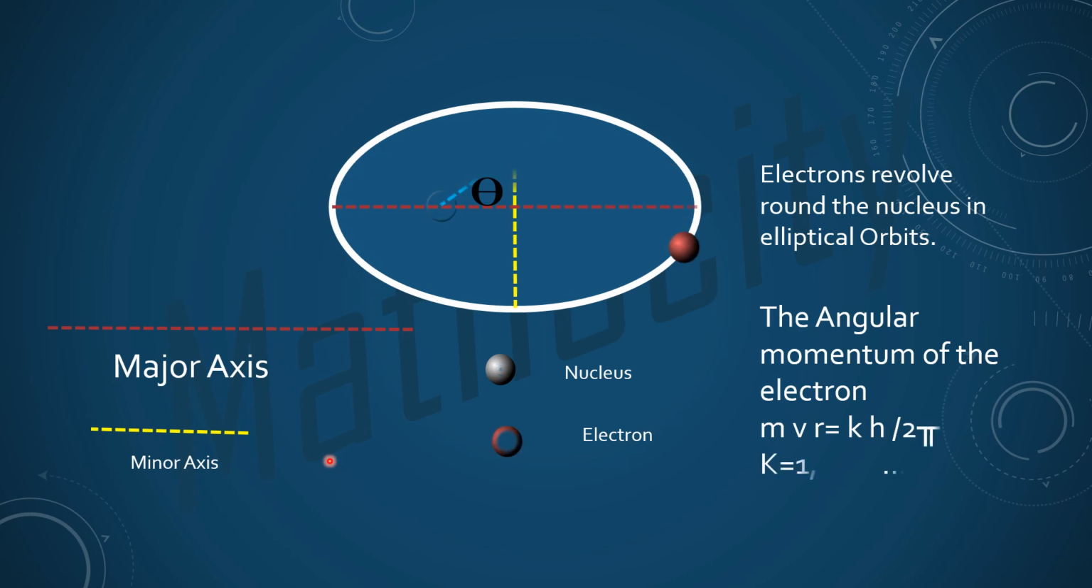The relation between n and k: the ratio n by k is equal to the length of the major axis by the length of the minor axis. When n is equal to k, the orbit is circular, as in the Bohr atomic model.